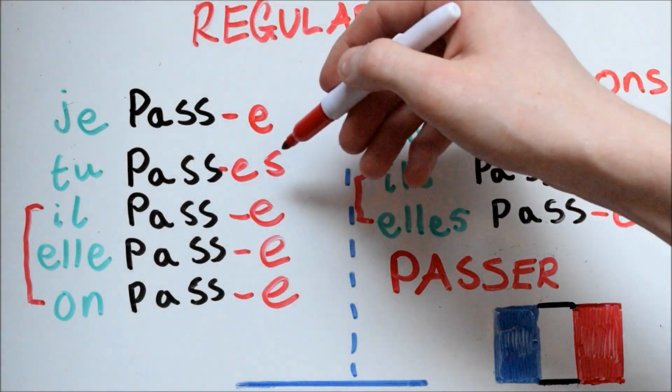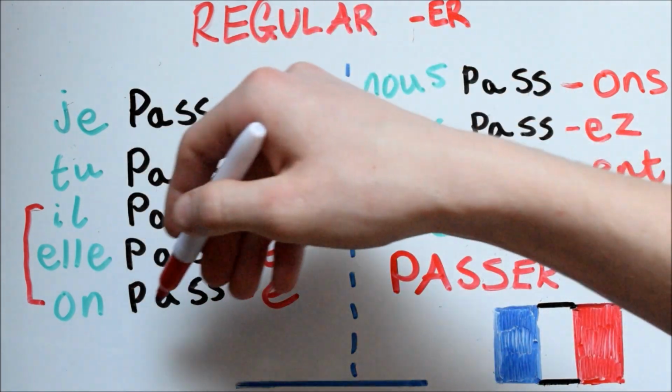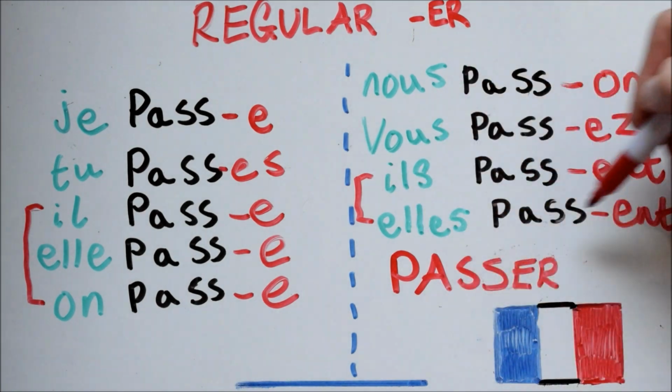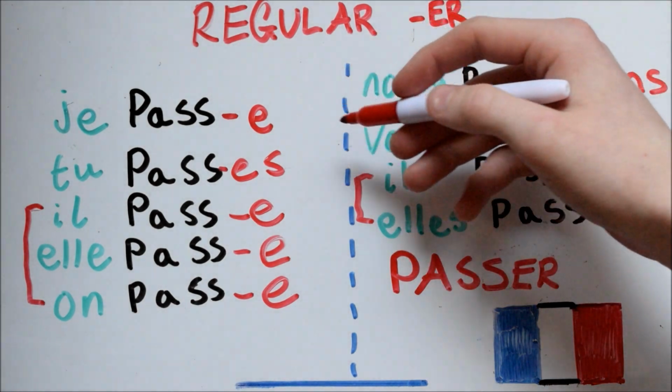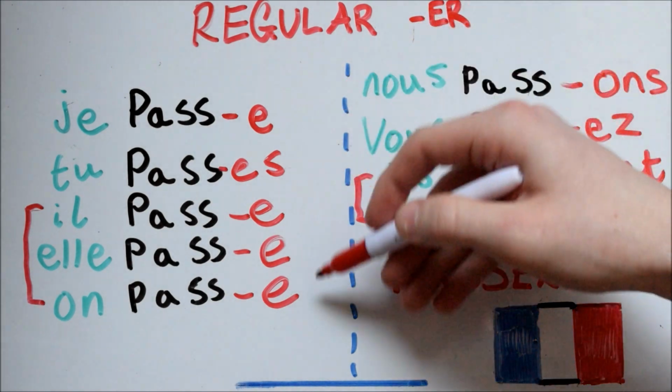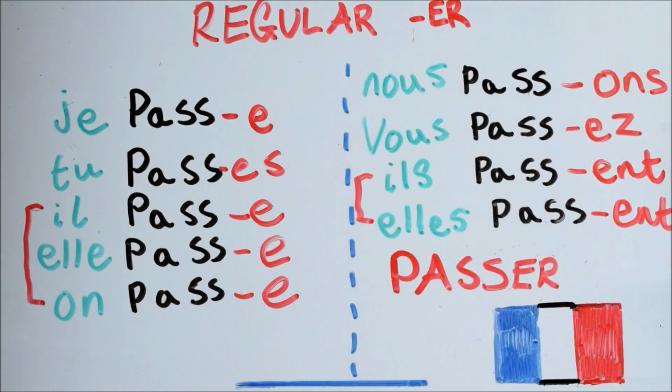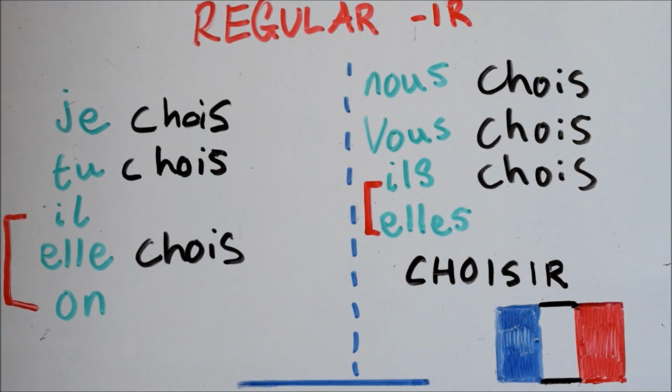Je passe, tu passes, il passe, elle passe, on passe, nous passons, vous passez, il passe, elle passe. For all regular verbs, these are always the endings. E, ES, E, ONS, EZ, ENT. Next, we look at regular IR verbs and how they are conjugated. The verb in this case I've chosen to use is choisir. This means to choose or to select.